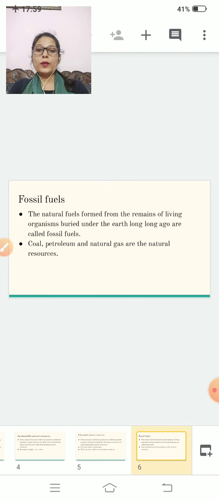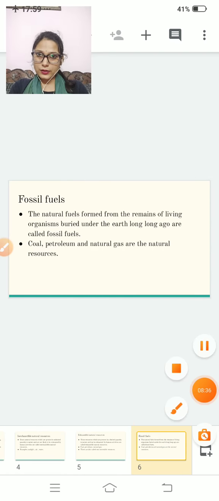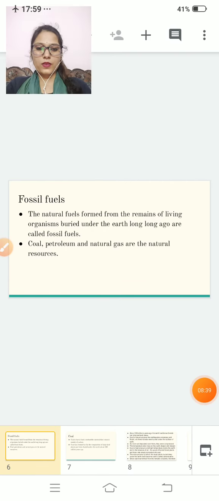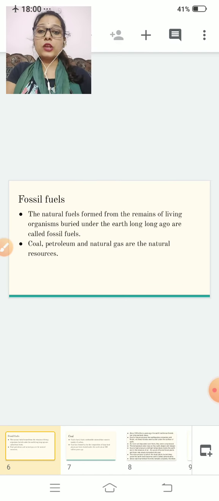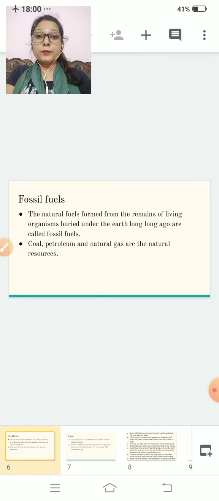Now, what do you mean by fossil fuels? Next is fossil fuels. Clear? What do you mean by it? Fossil fuels, the natural fuels formed from the remains of living organisms buried under the earth long ago, are called fossil fuels. What are fossil fuels? Basically, fossil fuels are those fuels which are obtained from buried waste of living organisms and plants over long years.